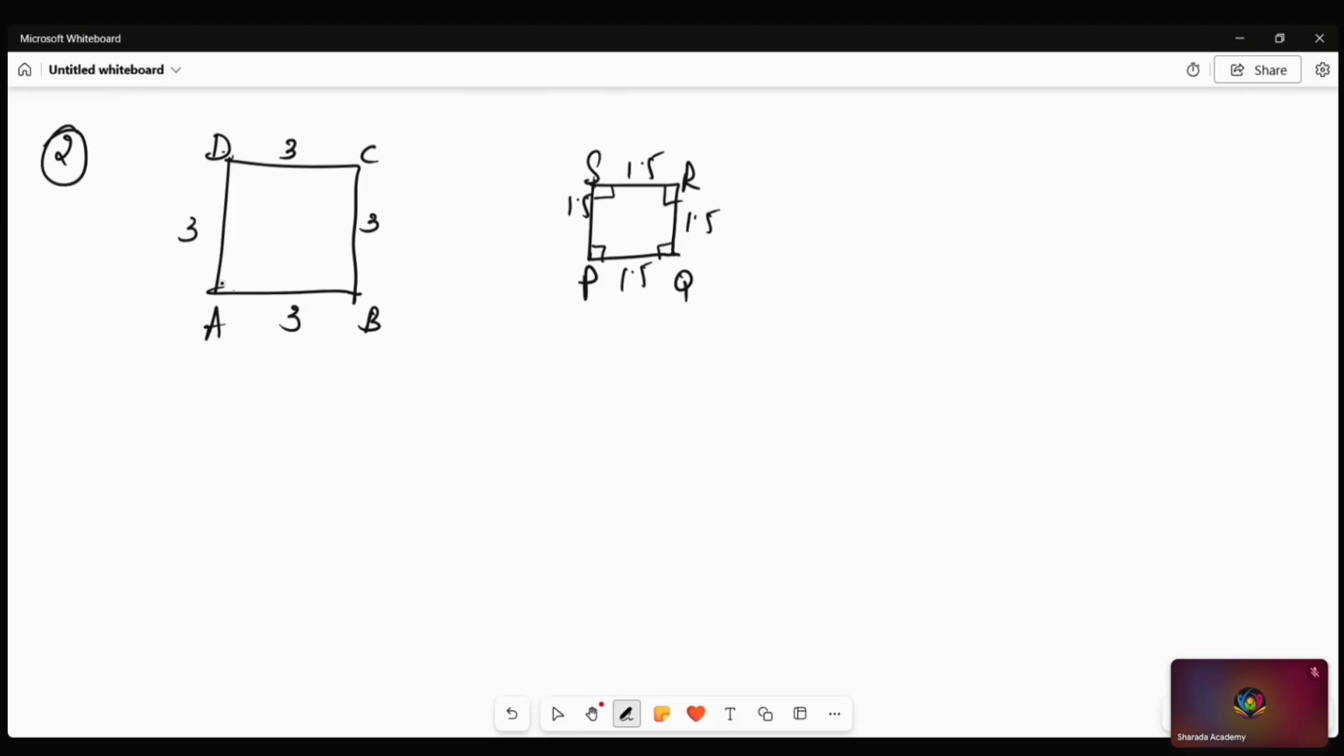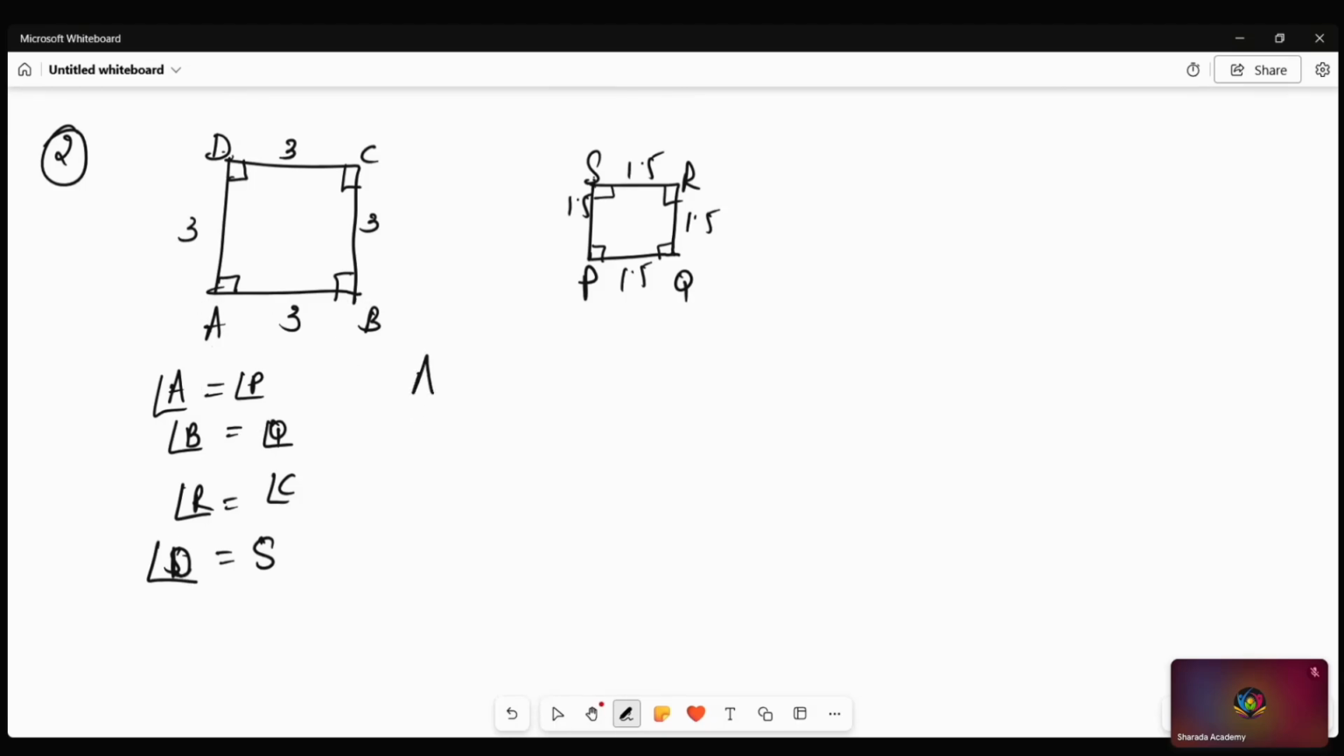These two diagrams, tell me whether they are similar or not. They are similar because all the angles are equal. So I can write angle A is equal to P, B is equal to Q, R is equal to C, and S is equal to D. So all these angles are equal.